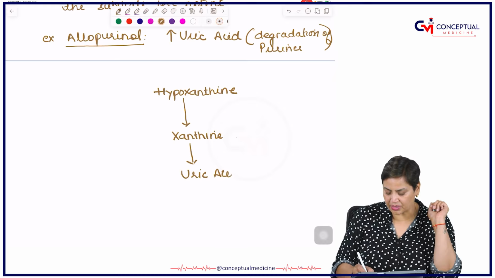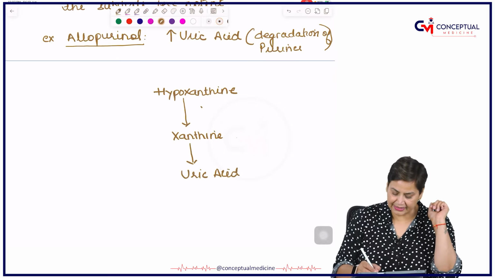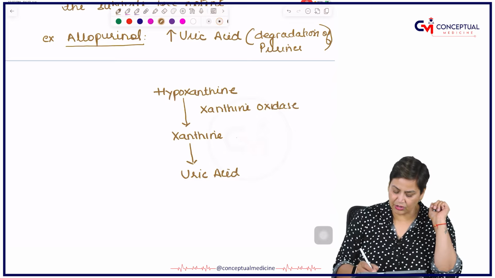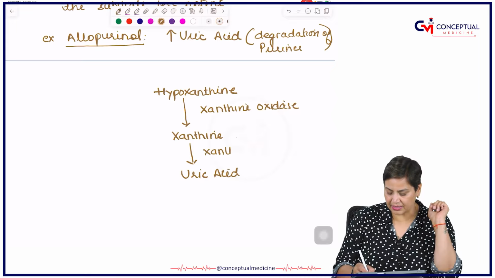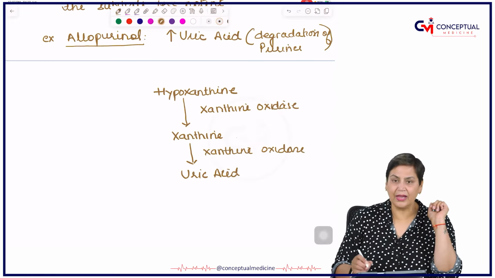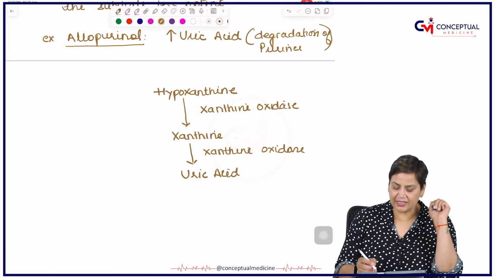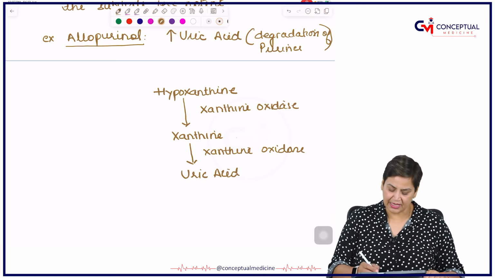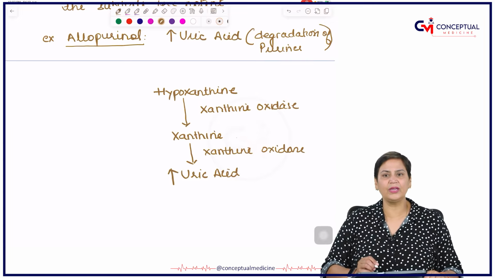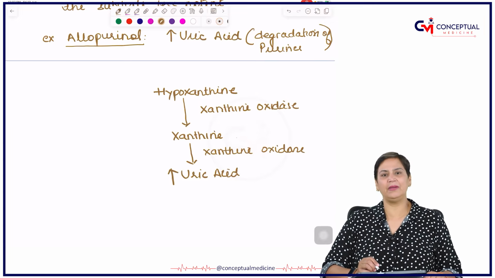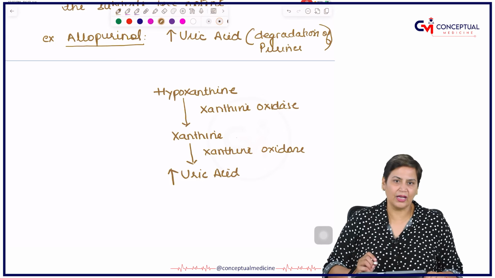This is the normal process which is going on. And the enzyme here is xanthine oxidase, and here also the enzyme is xanthine oxidase. Obviously, if there is increased degradation of purines, there will be increased concentration of uric acid, leading to inflammation and pain in the joints, leading to gouty arthritis.